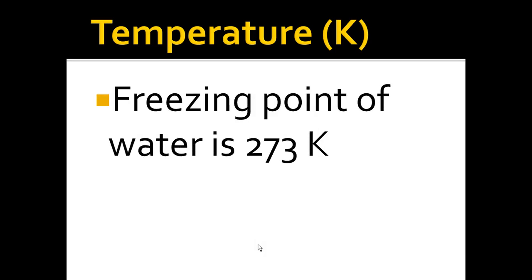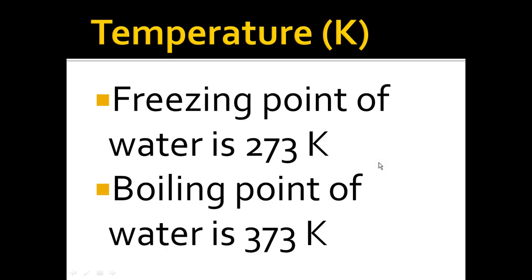Another basic quantity in the international system of units, this time for temperature, is the kelvin, expressed here as capital letter K. The freezing point of water in the Kelvin scale is 273 kelvins, whereas the boiling point of water is 373 kelvins. Take note that in the Celsius scale, the freezing point of water is 0 degrees Celsius, whereas the boiling point of water is 100 degrees Celsius, and equivalently in the Kelvin scale, this is simply 273 kelvins and 373 kelvins respectively.